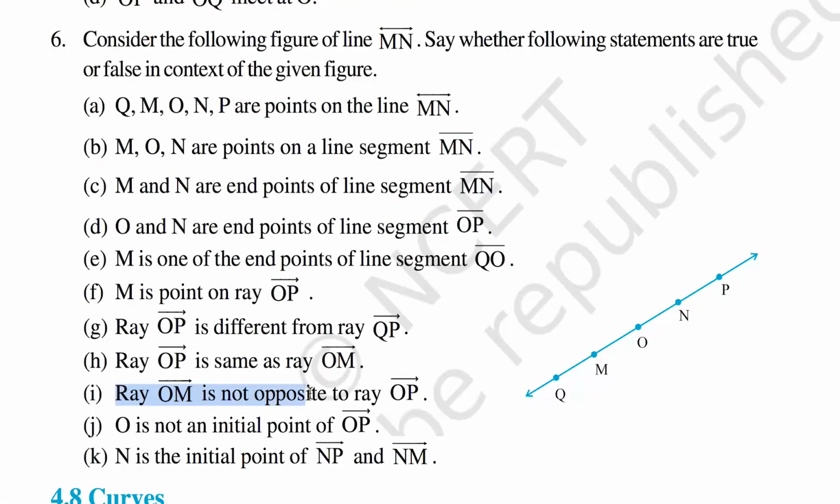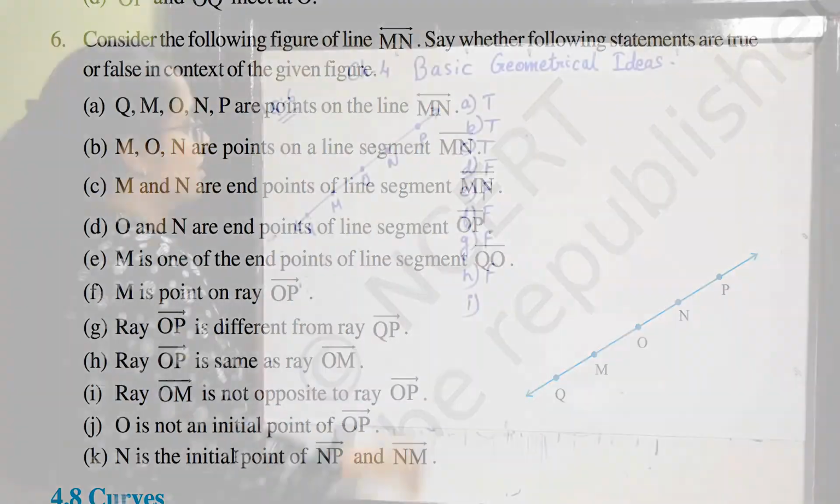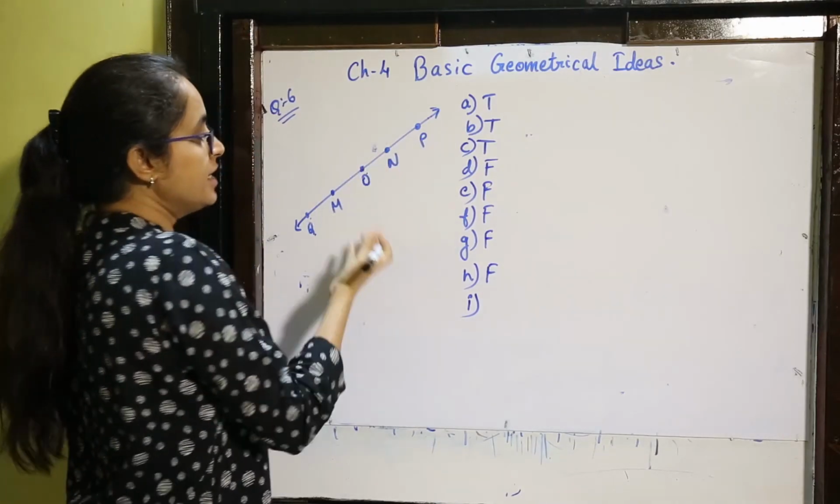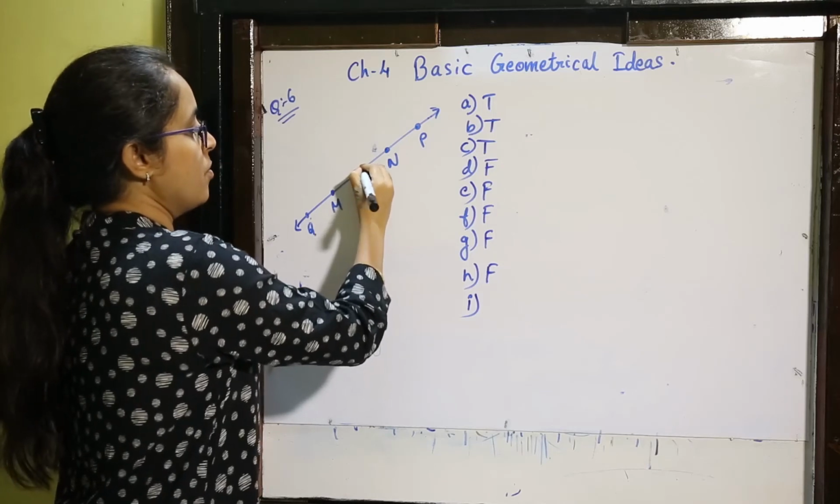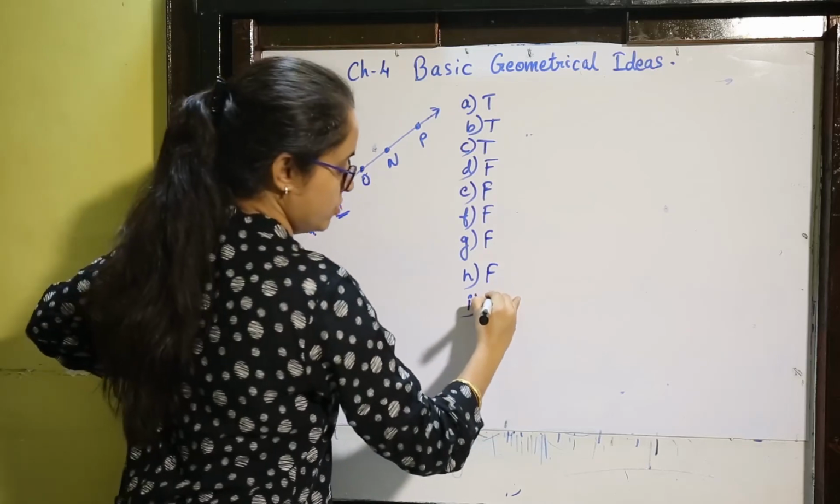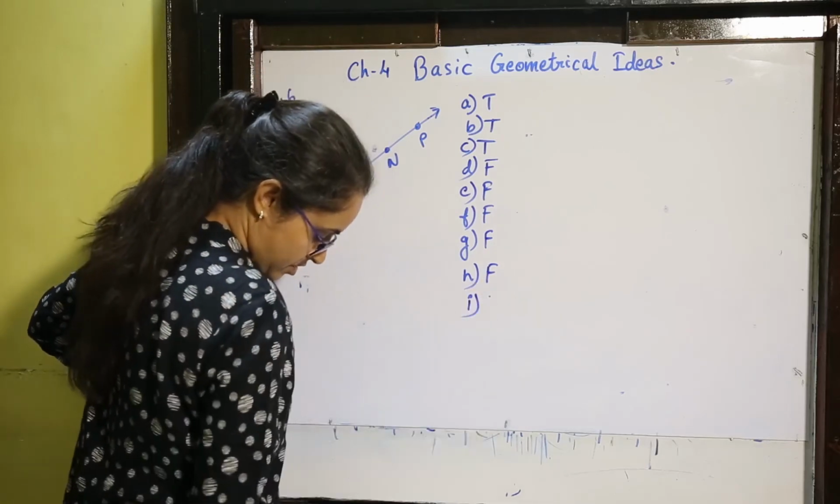Now I: ray OM is not opposite to ray OP. OM is not opposite to OP. It is opposite, because M is on the opposite side of ray OP. So false.